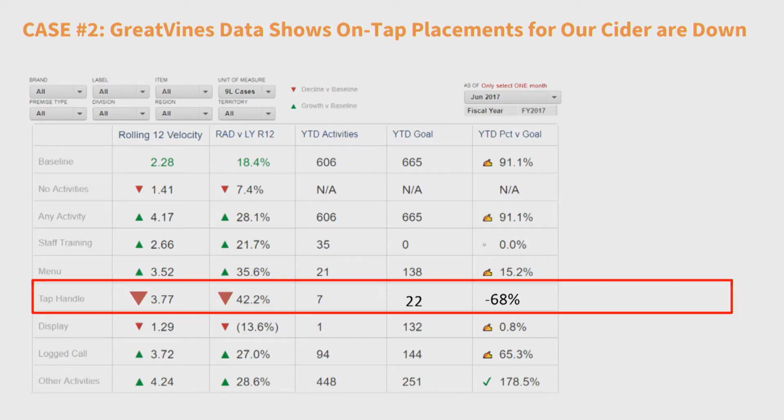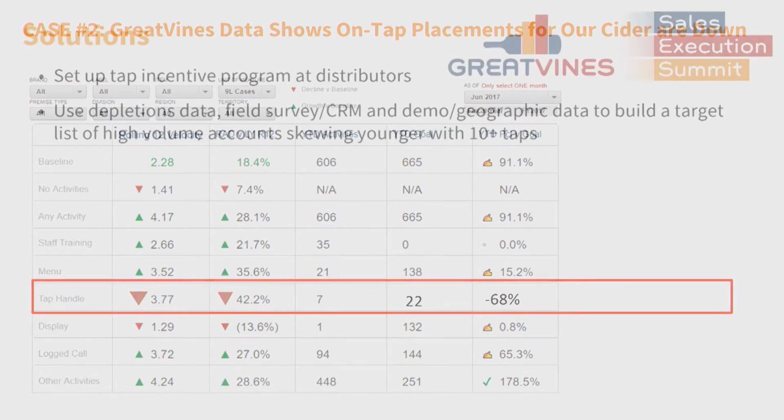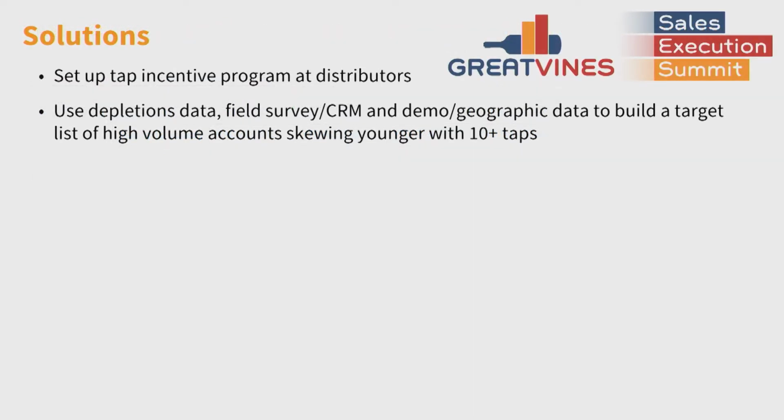One last example here. Let's suppose that our Grapevines data indicates that our tap placements have declined versus last year and the previous period. So we need to turn that around. What we can do is put together a kind of combined program where, first of all, you might want to set up a tap incentive program at the distributor level. That's clear enough, but you can use your Grapevines software to monitor it.